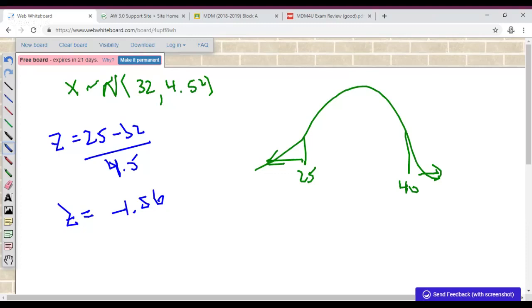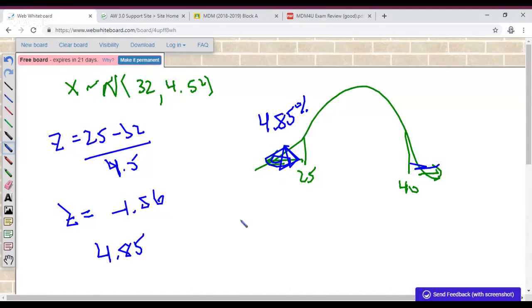That's what's important. So that's a Z-score of negative 1.56, which corresponds to 4.85%. So 4.85% of the time, which is right here, it takes less than 25 minutes.